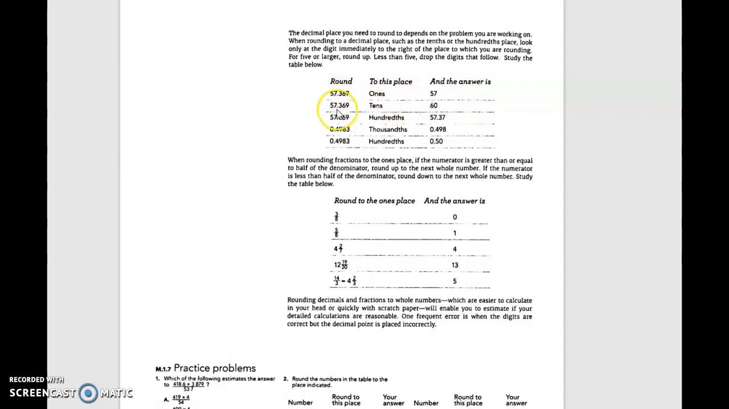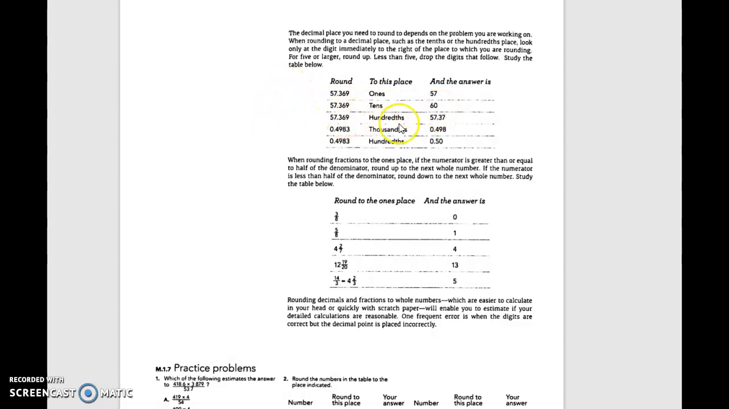In our second example, it's the same number, but this time we're going to round to the tens place. Well, the tens place is where the 5 is at. So we're going to look at the ones place, which is the place value immediately to the right of the tens. It is a 7. So our rule says for 5 or larger, round up. So we make the 5 round up to a 6, and this will make this number 60.